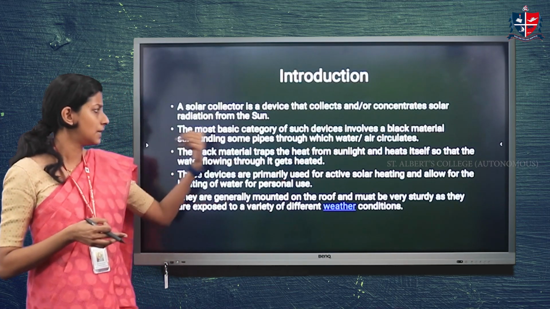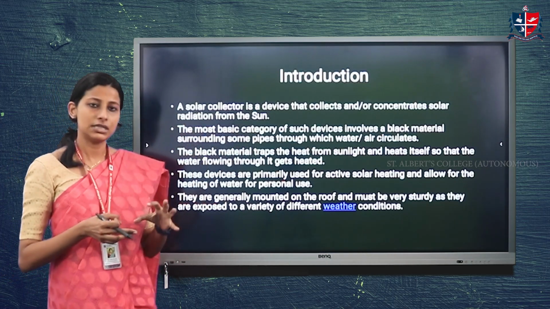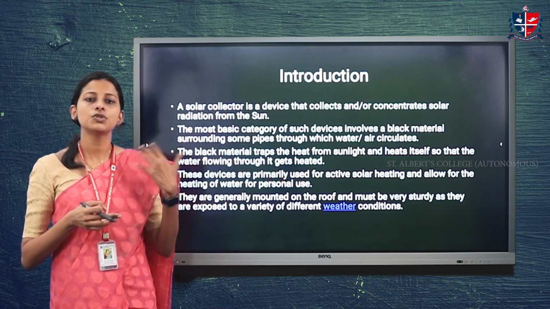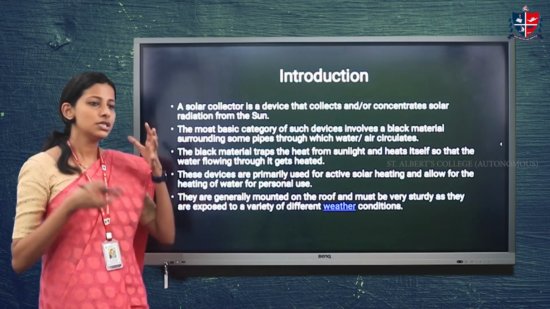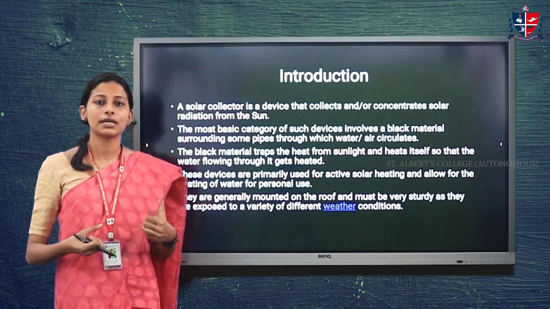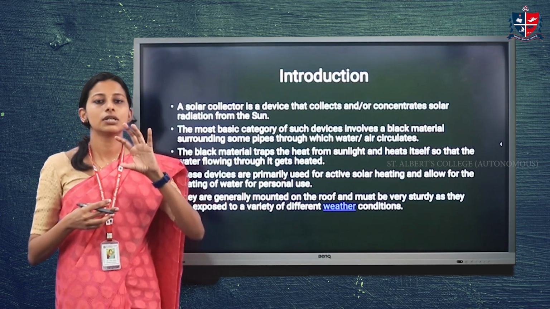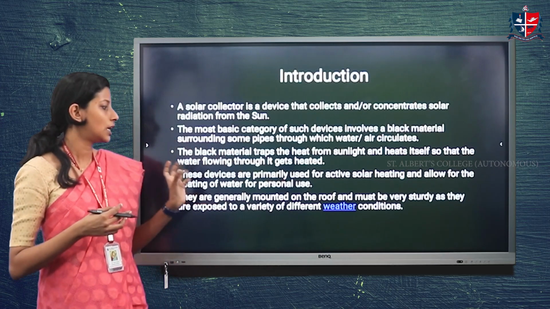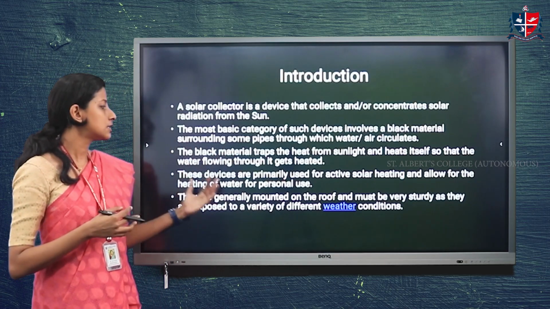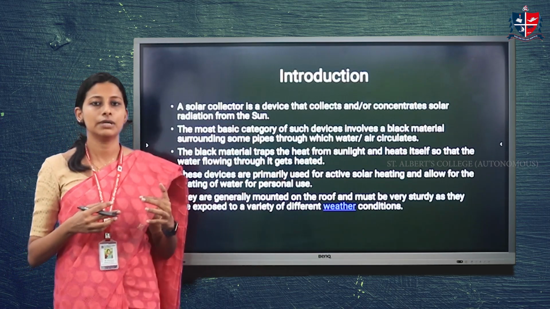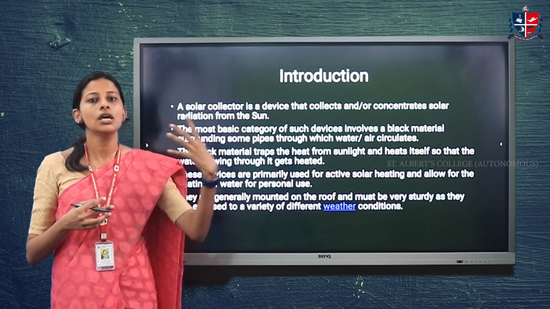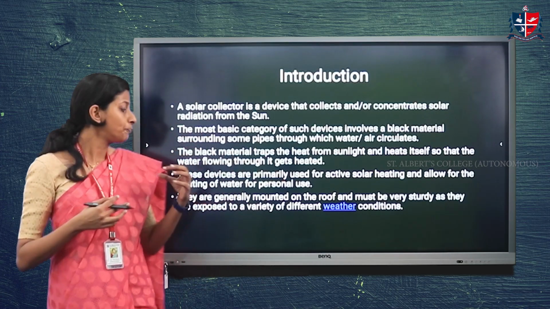So the basic category involves a black material surrounding the pipes through which water or air circulates. This black material has the ability to capture the sunlight and use it for various applications. This black material is called the absorber. That important phenomenon has to be very clear. The next thing is that these are basically active devices. They absorb the solar energy and we give it to different surroundings.